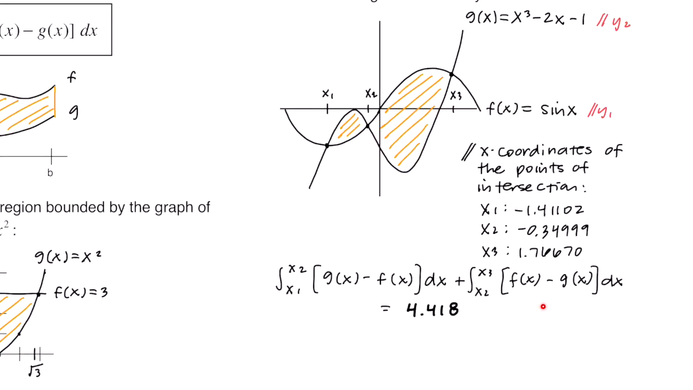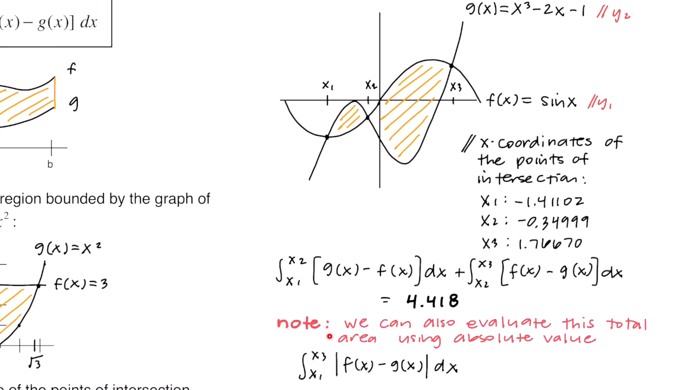So I have this written out here. We have the integral from x sub 1 to x sub 2, and again it's g minus f. g is the cubic function minus f is the sine curve. And then we add to that the integral from x sub 2 to x sub 3. So again, that's from here to here. And we have these values listed here. And then for this shaded region, it was the sine curve minus the cubic, so it's f minus g. We plugged that all in the calculator and we got 4.418.